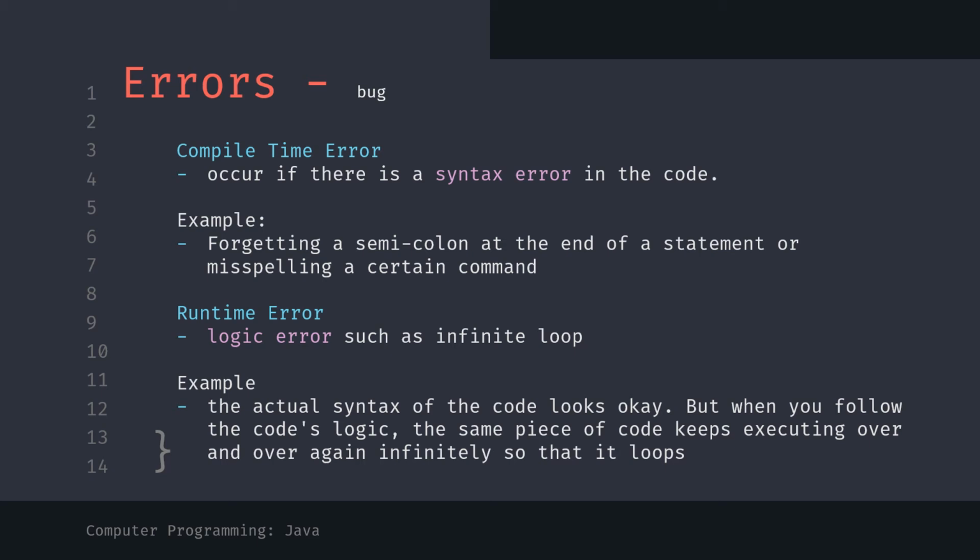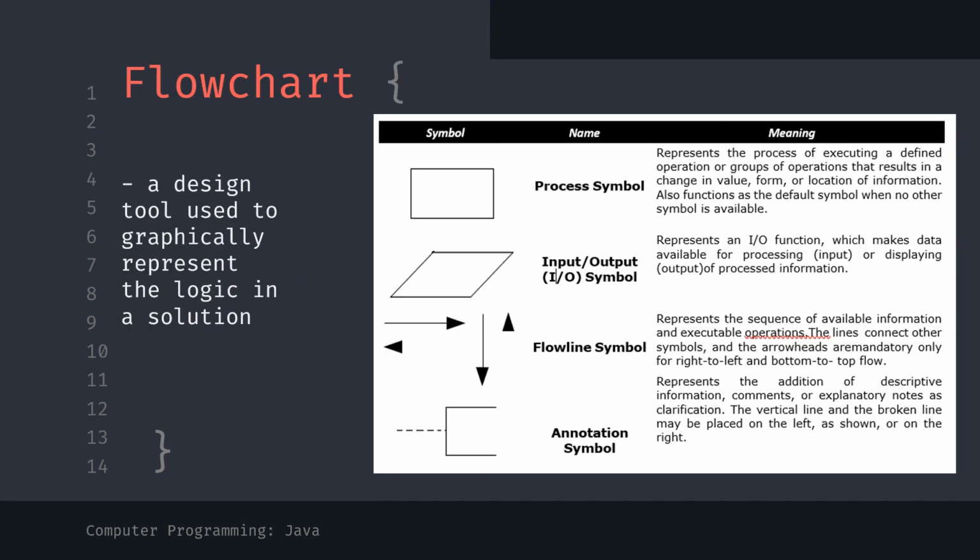In such case, compilers aren't really smart enough to catch all these types of errors at compile time, and therefore, the program compiles fine into an executable file. Flowchart. A flowchart is a design tool used to graphically represent the logic in a solution. Flowcharts typically do not display programming language commands. Rather, they state the concept in English or mathematical notation.